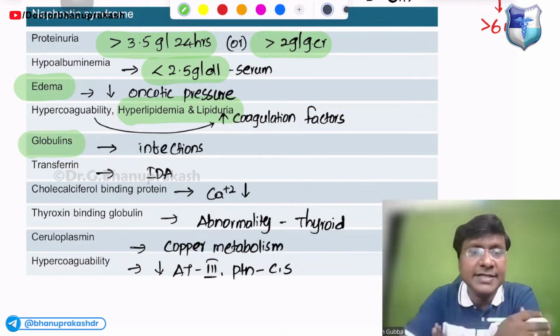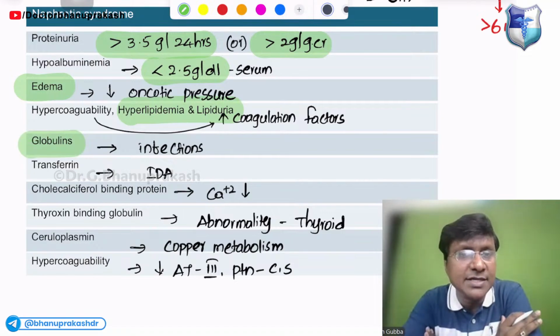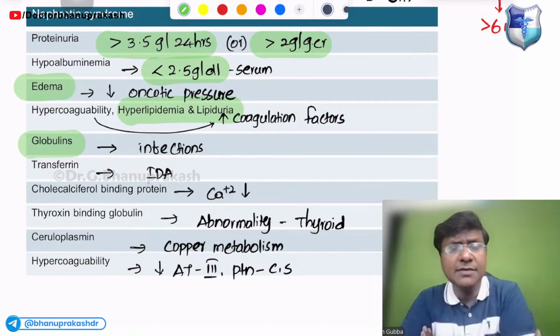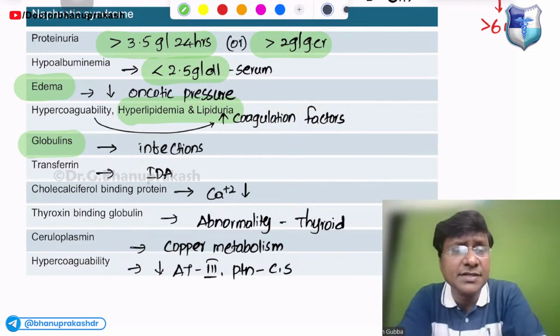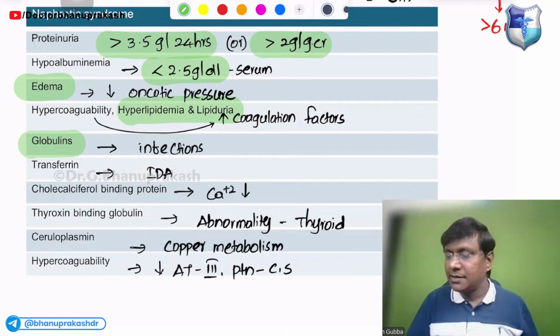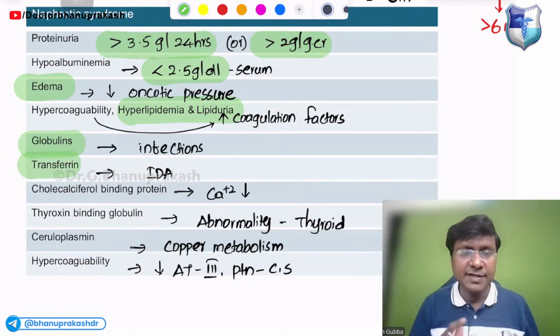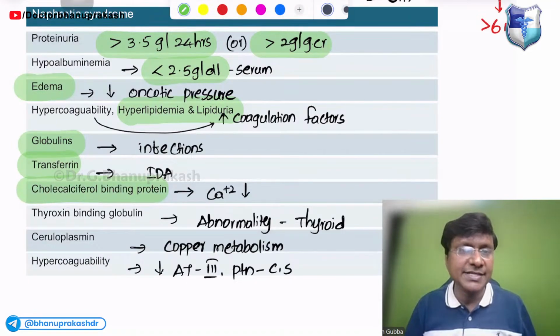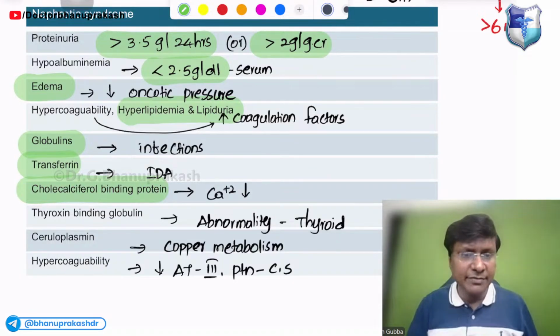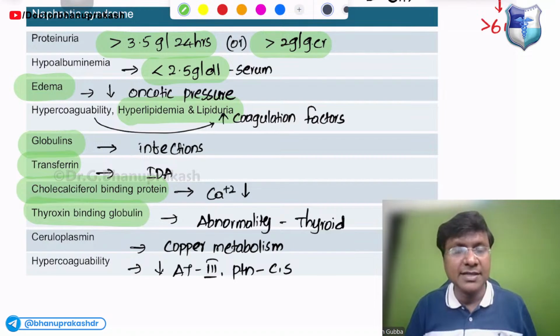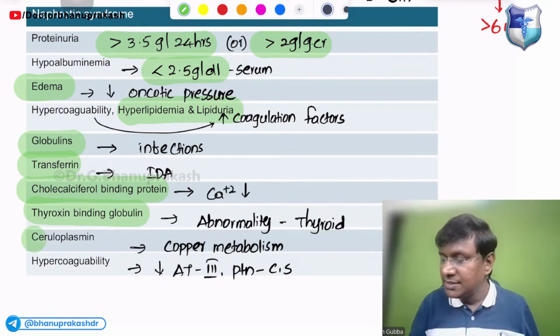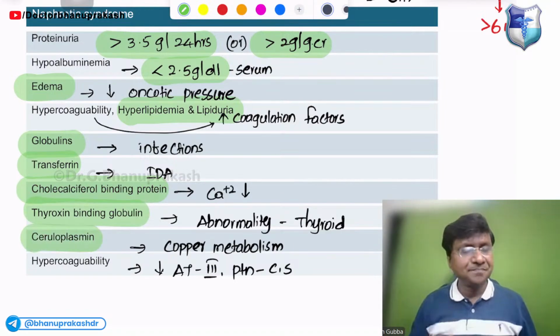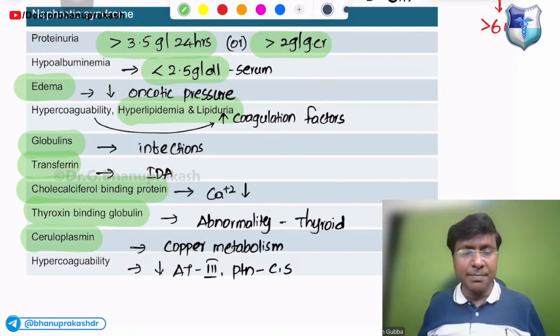And in nephrotic syndrome, there will also be loss of globulins. Globulins are the ones which are required for synthesis of the immunoglobulins, and that will contribute to the development of infections. And there is also loss of transferrin that will result in iron deficiency anemia, and there will also be loss of the cholecalciferol binding protein, due to which there will be hypocalcemia, and there will be loss of thyroxine binding globulin that will result in abnormality related to the thyroid disorders, and there will also be loss of ceruloplasmin due to which there will be abnormality in the copper metabolism.